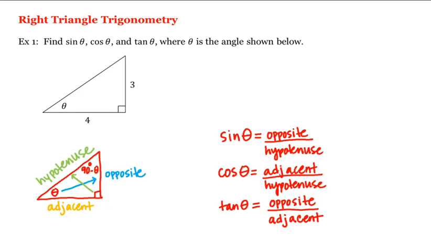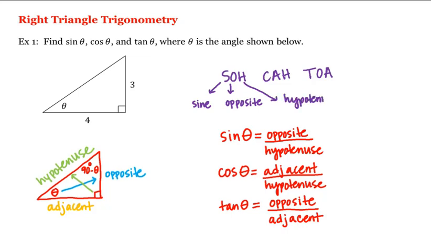Now there's a mnemonic that is commonly used to help us remember these ratios. And the mnemonic is as follows. It's Sohcahtoa. The S here stands for sine. The O stands for opposite. And the H stands for hypotenuse. So looking down here, we have S, O, and H. That is, the sine of theta is opposite over hypotenuse.